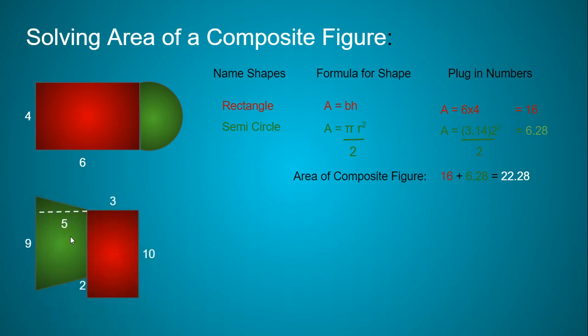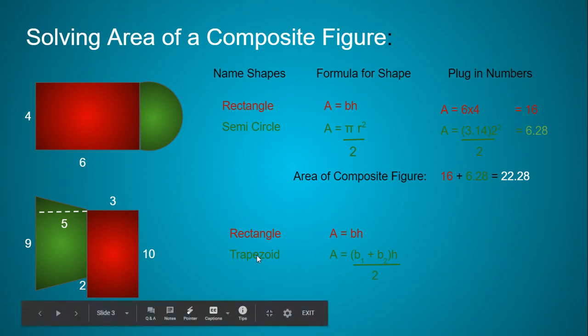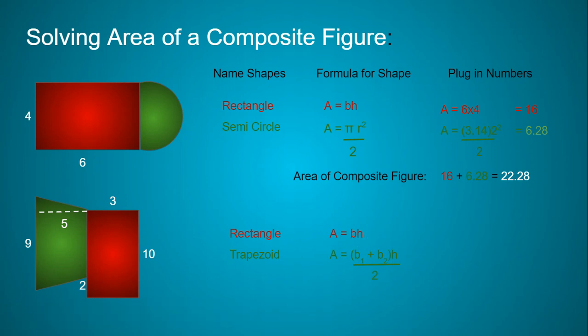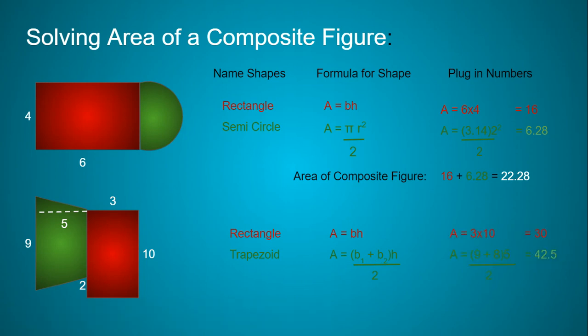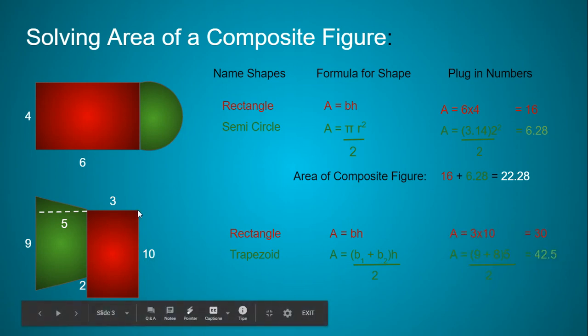Another example looks like we have a rectangle and a trapezoid. So we name the shapes and we write down each formula. For the rectangle, we have base times height again. And for the trapezoid, we have base 1 plus base 2 times height, and all of that divided by 2. So let's plug in our numbers. For our rectangle, we have a base of 10 and a height of 3, or a base of 3 and a height of 10, whichever way you look at it. And 10 times 3 is 30.